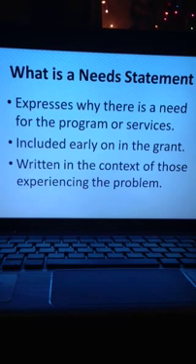This is why the needs statement is often written earlier on in the grant, before you get to the goals and objectives, because it is important to have a clear understanding of the need itself before you can get into the rest of the grant, including the budget. The needs statement must also be written within the context of those who are experiencing the problem within the community. And they could be affected either directly or indirectly.